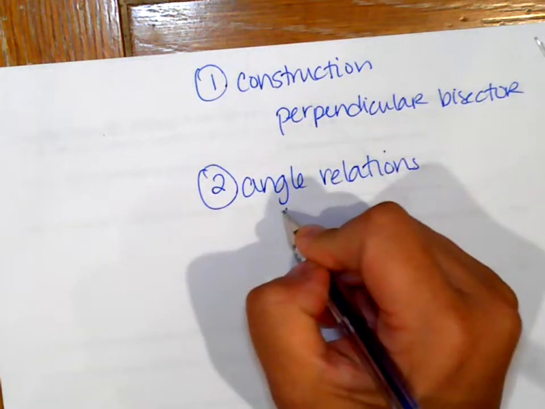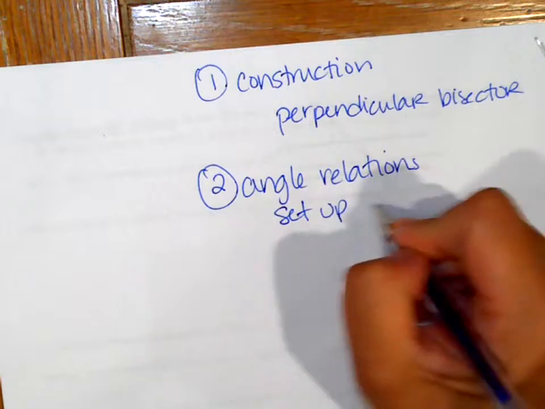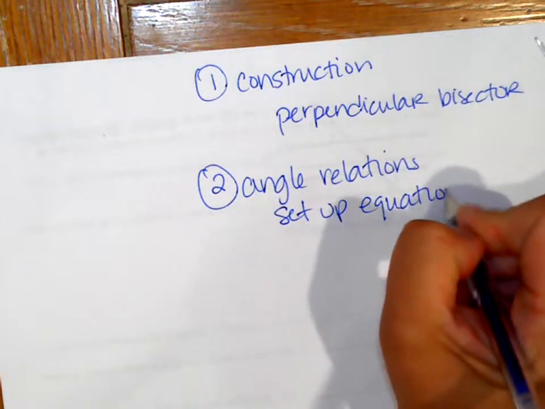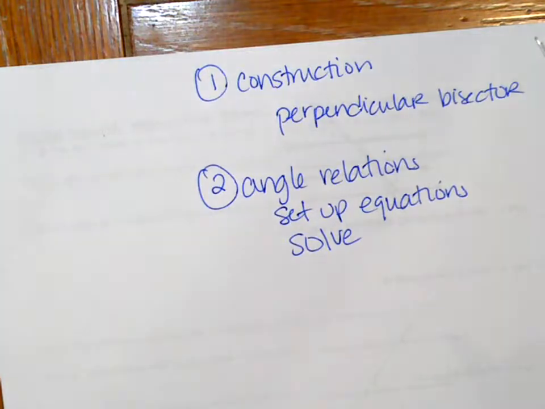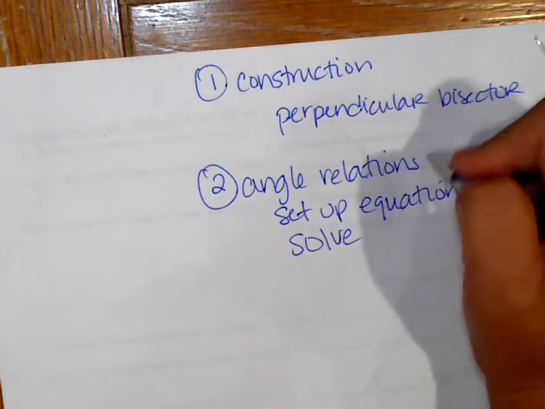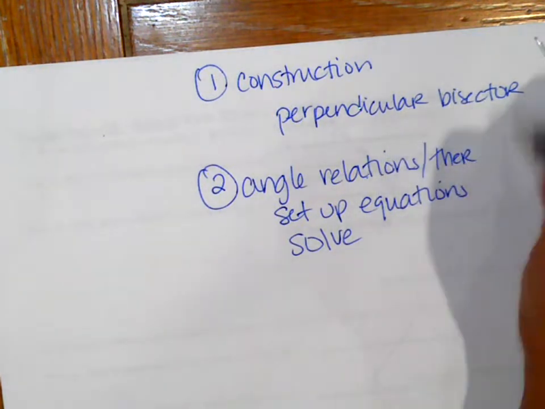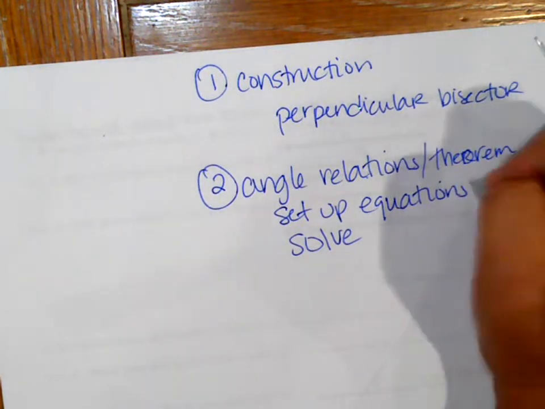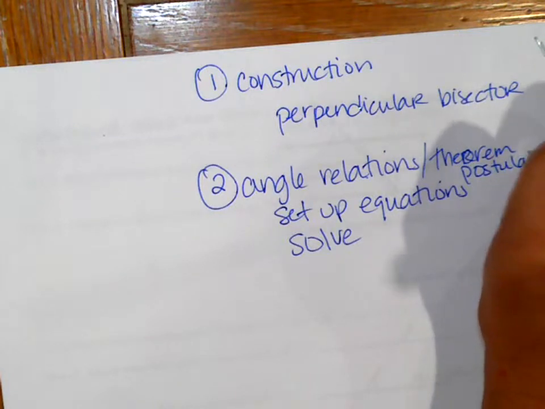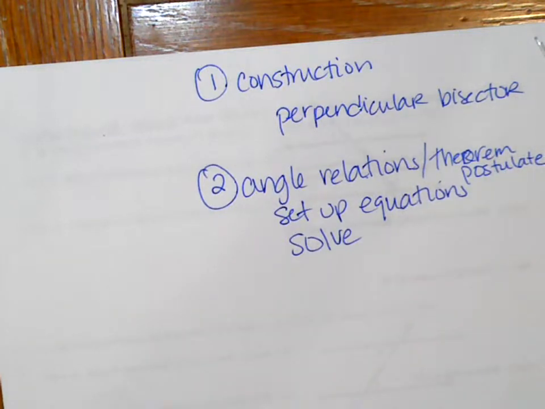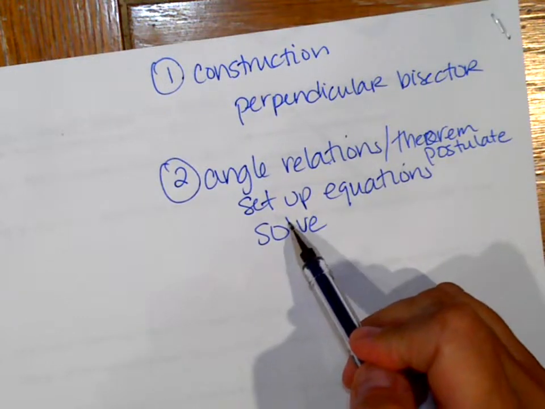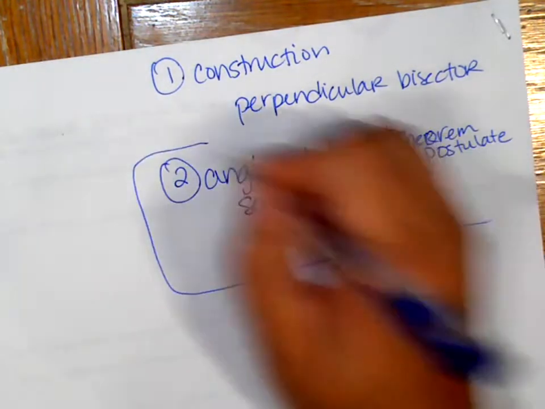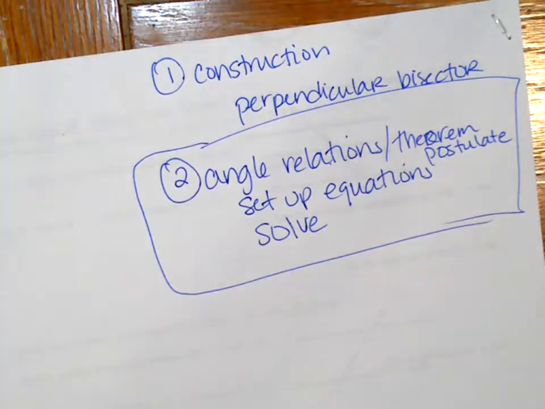You have to know all the angle relations. You have to be able to set up equations and then solve. So each of those questions, like the ones we've been doing, are worth 3 points apiece. One for the angle relation, which sometimes they call a theorem, sometimes a postulate. Whatever vocabulary word they want to use, it's all the same thing. So you're going to have to know those. Like I said, that's the meat and potatoes of your test.